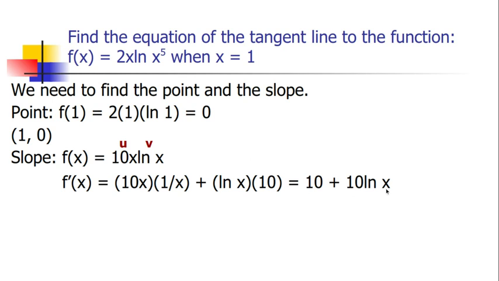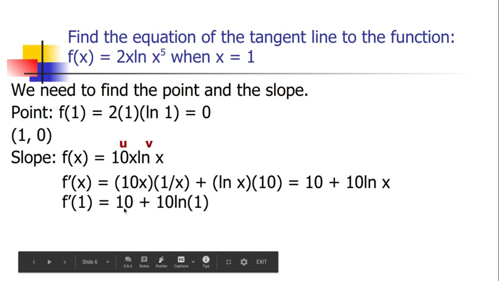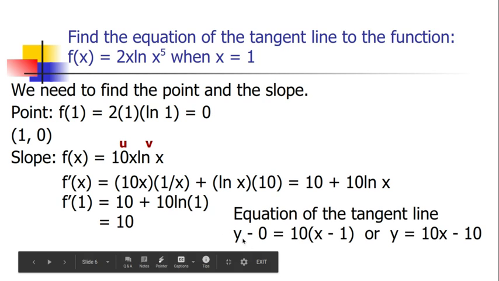And now to find our slope, we're just going to replace x with 1. So we've got f prime of 1 is going to be 10 plus 10 ln of 1. And we said earlier ln of 1 is 0. So our slope will be 10. And we're just going to use our point-slope form. So now that we have our point and our slope, we get y minus 0 equals 10 times x minus 1. And if you want to simplify this into slope-intercept form, you can, but always start with point-slope form. All right, so here, distribute the 10, the 0 goes away, and we get y equals 10x minus 10. So either one of these is fine.